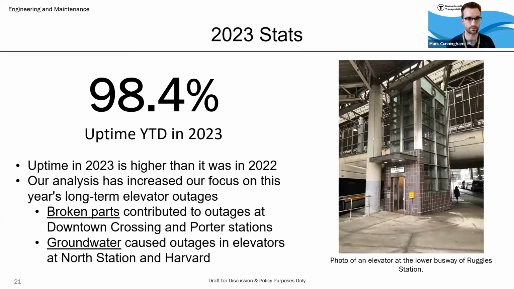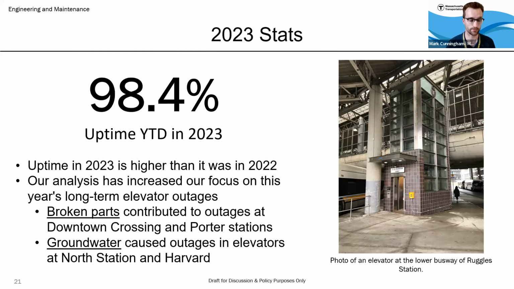Then on to the next slide. This will be the last slide before I hand it over. But since we are now in the month of June, I thought we would provide some stats for the 2023 year to date. Our uptime year to date is 98.4%. This is an increase from 2022, which was 98.0%.